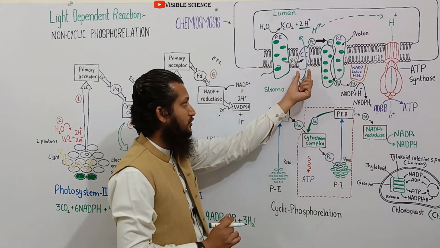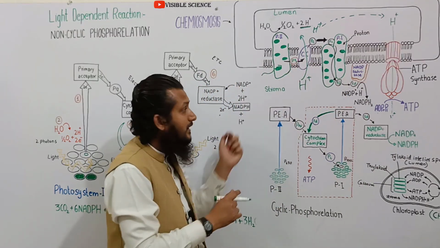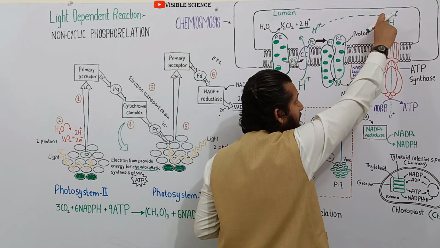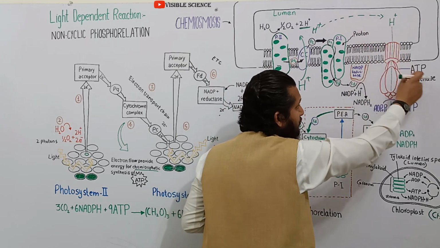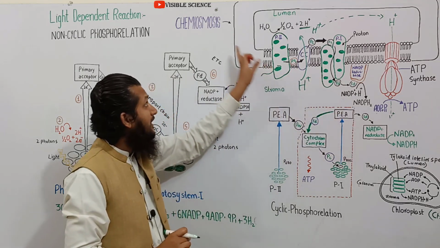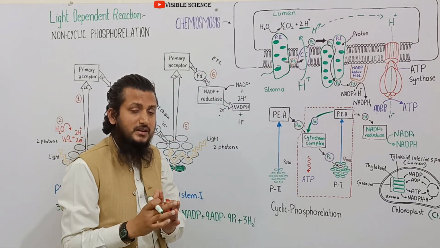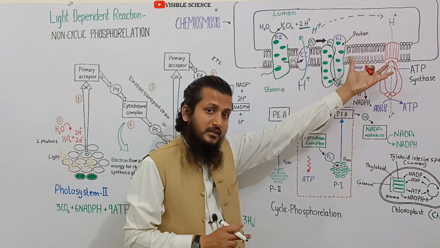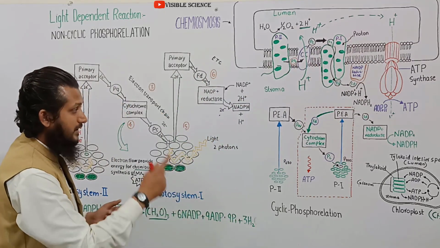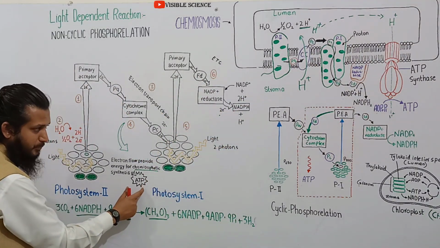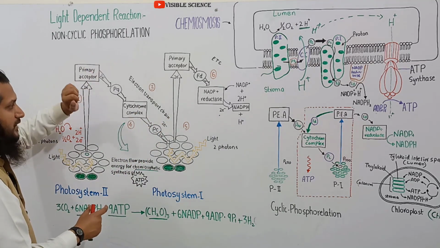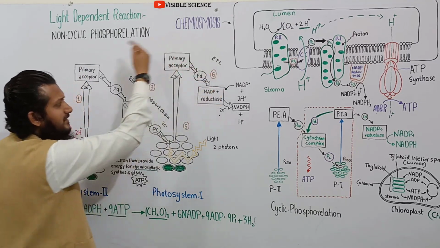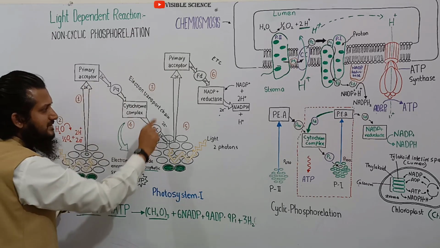Actually, the cytochrome complex does not directly produce ATP. Instead, it transports hydrogen ions from low to higher concentration, and those hydrogen ions are involved in the production of ATP by passing through the ATP synthase, and it is called chemiosmosis. The definition of chemiosmosis is the production of ATP by movement of hydrogen ions against the concentration gradient. Finally, in this process, NADPH and ATP are produced, and this is called non-cyclic phosphorylation because in this process the electron moves in a single direction. It will never return.